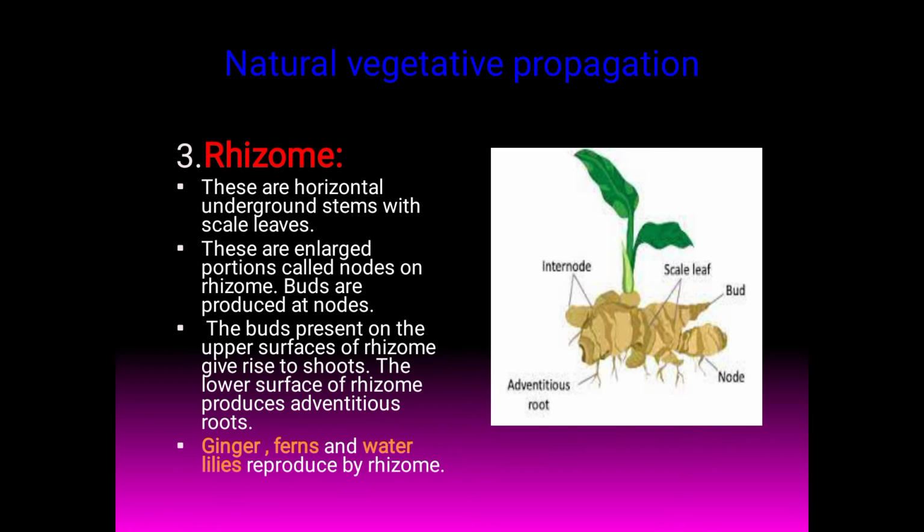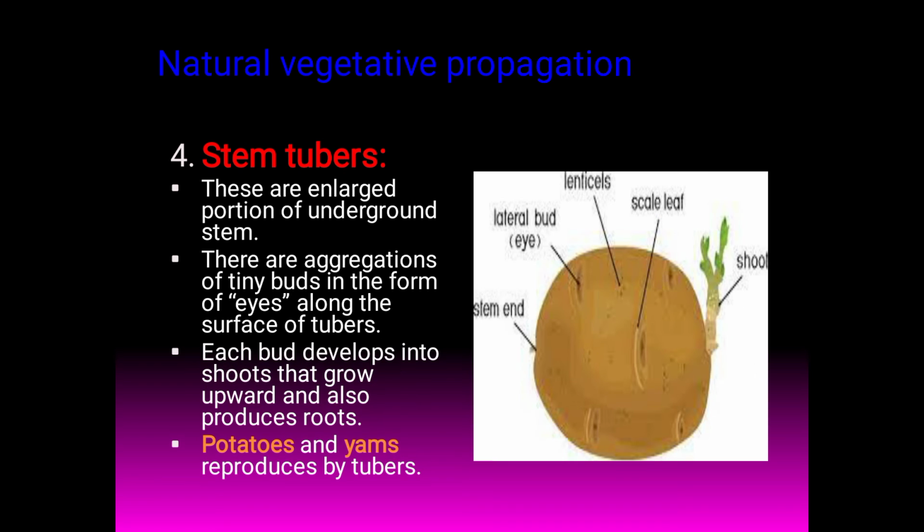Now, what are adventitious roots? The roots that arise from any part other than the radicle of the seed are called adventitious roots. And what is a rhizome? The exact definition of rhizome is that it is an underground stem that performs both the function of root and stem at the same time. Now, ginger, ferns and water lilies, which is also termed as lotus, are reproduced by rhizome.